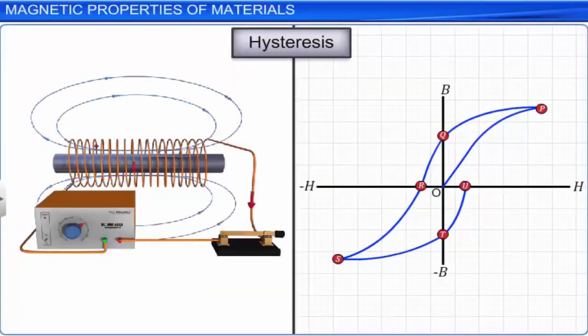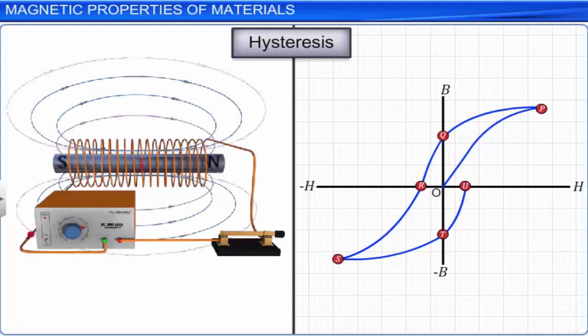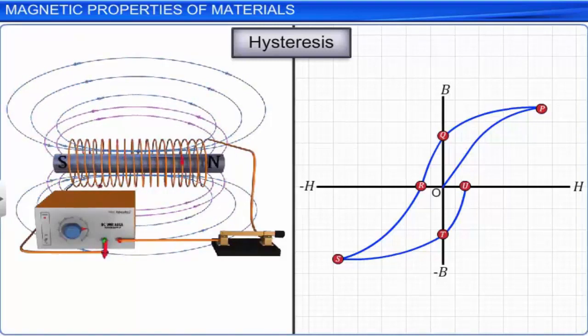With any further increase in current through the solenoid, the applied magnetic field in it and the magnetic field strength in the ferromagnetic material increases to its saturation value. This is represented by UP in the graph.